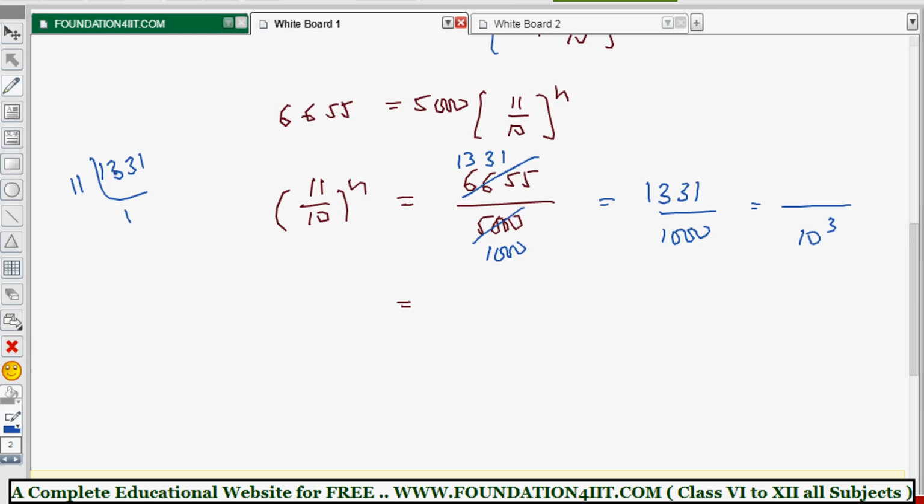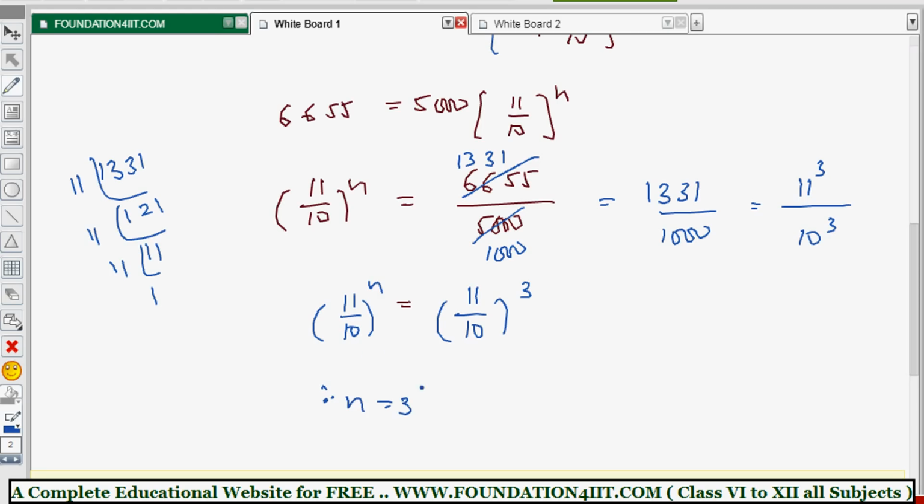11 ones are 11, 11 11s are 121, 11 ones are 11. So 11 into 11 into 11, that means 11 cube. 1000 we know, because 10 into 10 is 100, into 10 is 1000, so 10 cube. Then that is 11 by 10 whole to the power 3. Most questions adjust the base like this, so don't worry. The left side is 11 by 10, the right side is also 11 by 10. When the bases are the same, the powers are equal. Therefore, n is equal to 3.